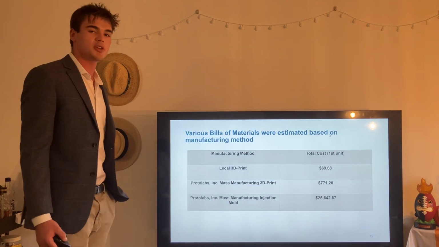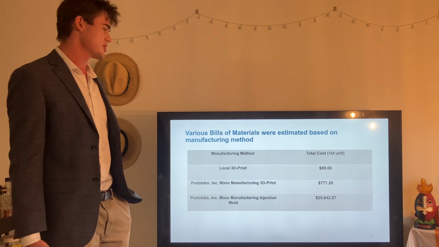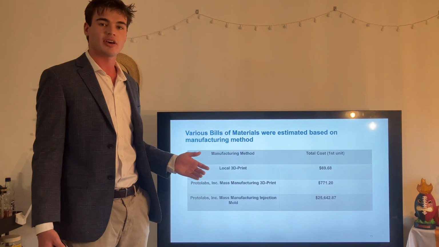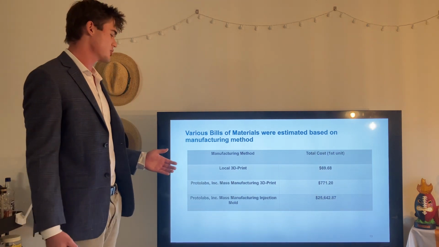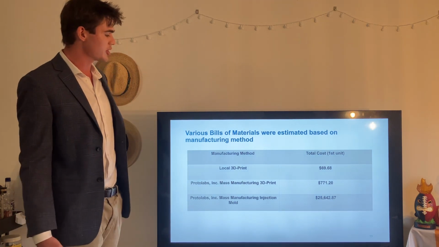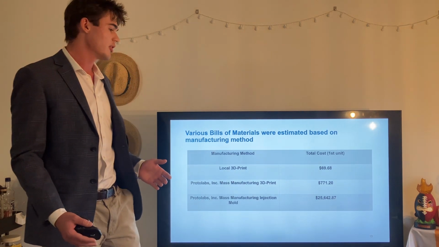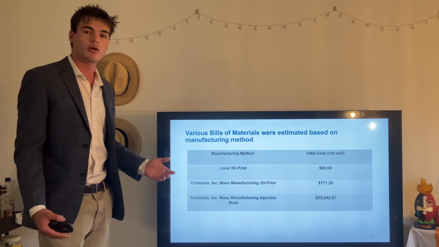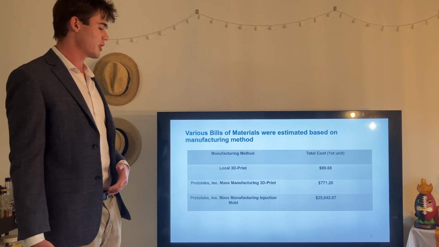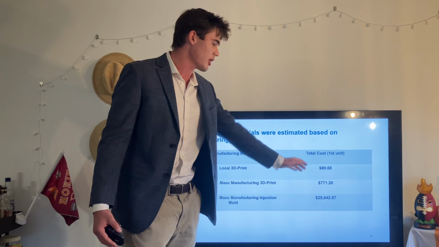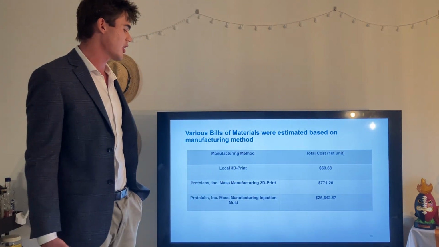Now here's a summary of our various bills of materials which our team established. We did these based on 3 different manufacturing types that we had the option to use. The first one is local 3D printing, which we used for our original first prototype. This just means that somebody's home 3D printer was used to print the parts which we needed, and the total cost, including the manufactured and bought parts, was about $70.